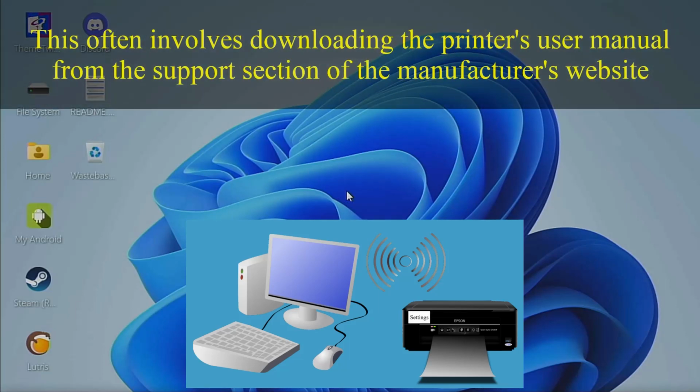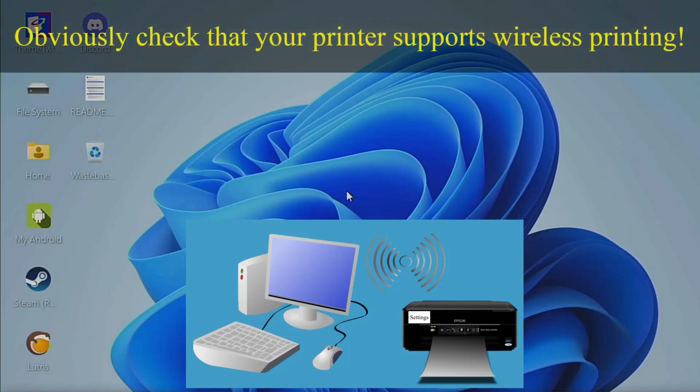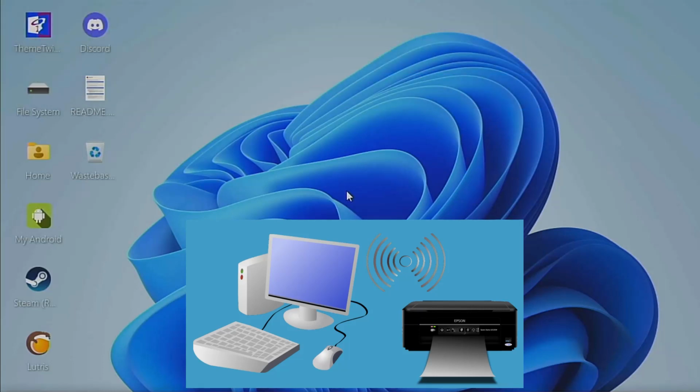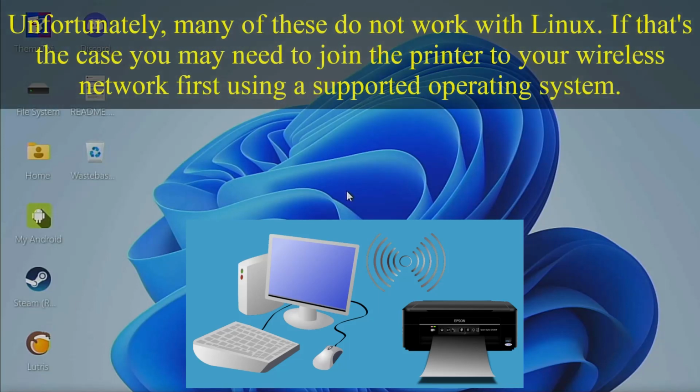Usually, if your printer has a built-in screen, you can go into the network settings and join it from there. Otherwise, it's often a case of finding out if the manufacturer has a configuration tool that you can use to do this. I've connected a USB cable to my printer to attach it to the computer.